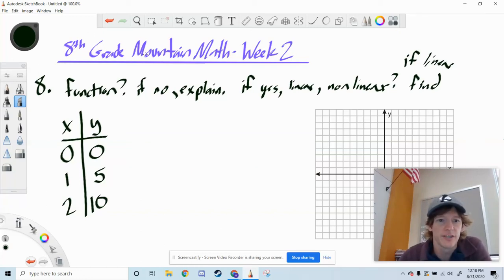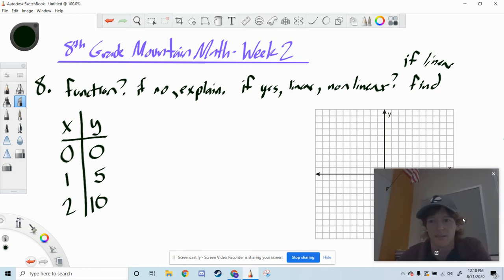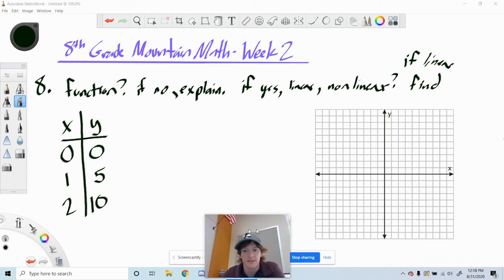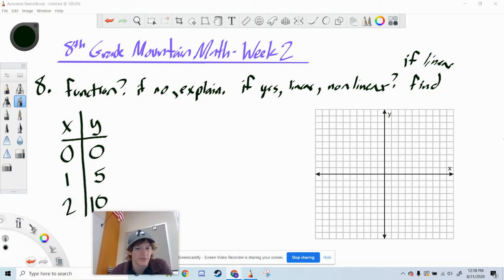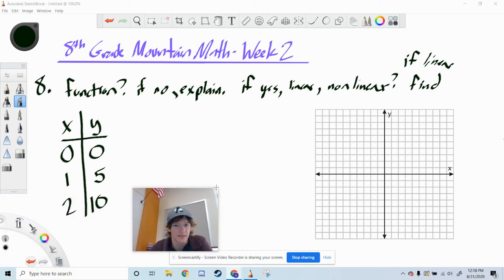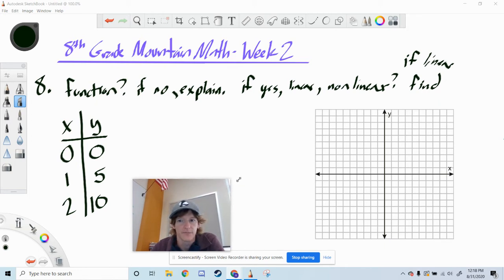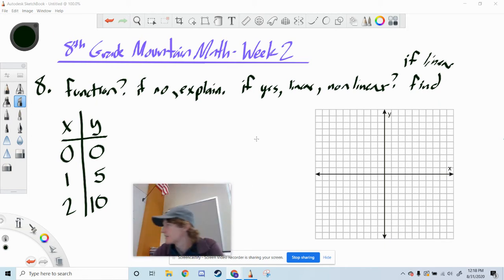8th grade, Mountain Math, Week 2, Number 8. Is it a function? If no, explain. If yes, is it linear or nonlinear? So I'll go ahead and move my face. How about to right here? And if it is linear, we need to find the rate of change and the initial value.